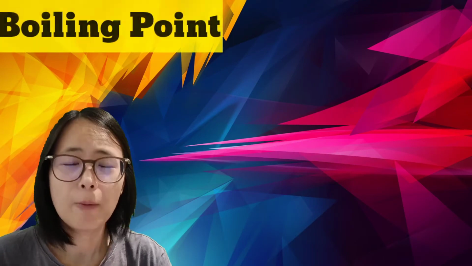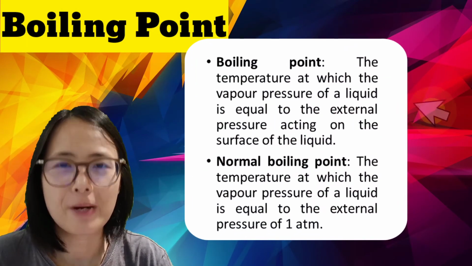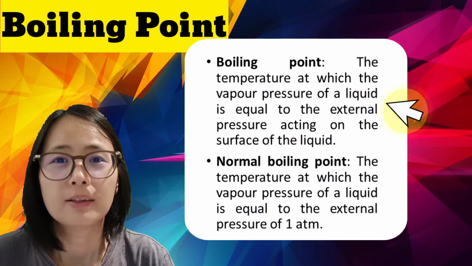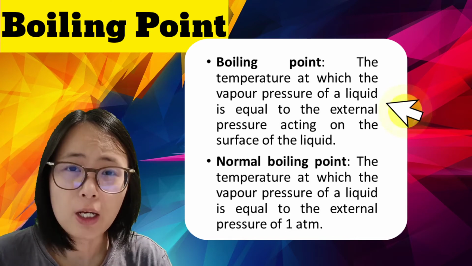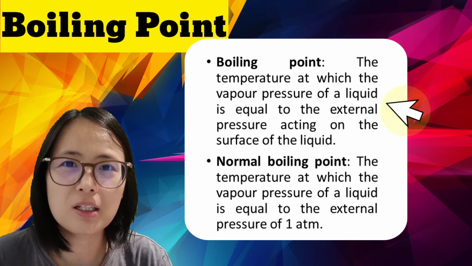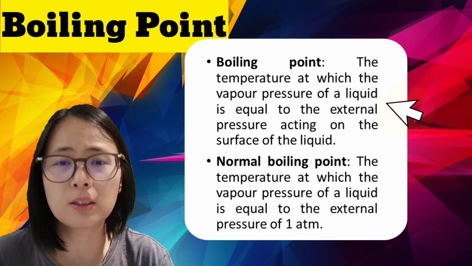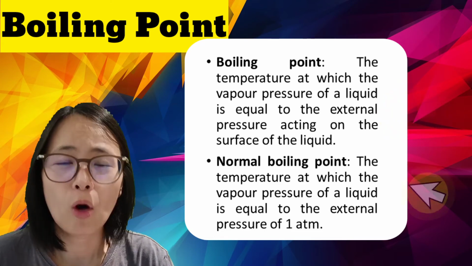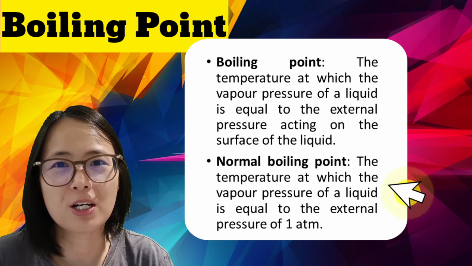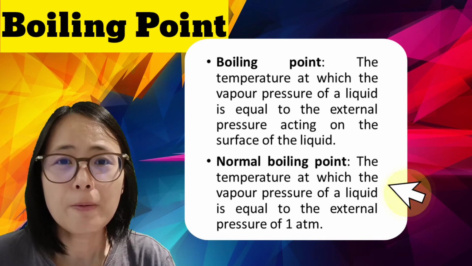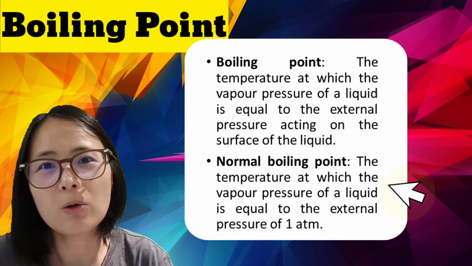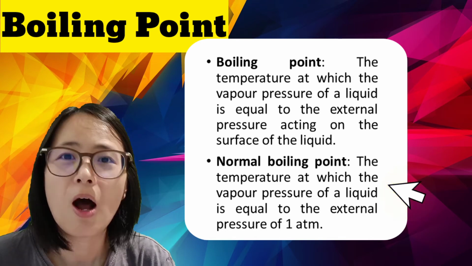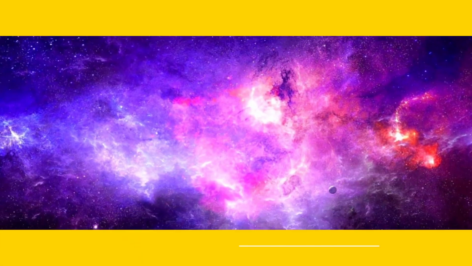What is boiling point? Boiling point is the temperature at which the vapor pressure of the liquid is equal to the external pressure acting on the surface of the liquid. What is normal boiling point? Normal boiling point is the temperature at which the vapor pressure of the liquid is equal to the external pressure of 1 atm.